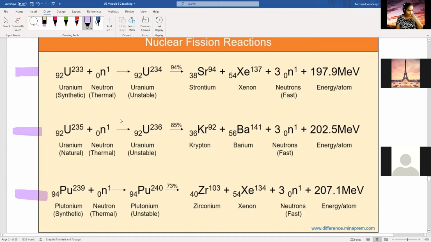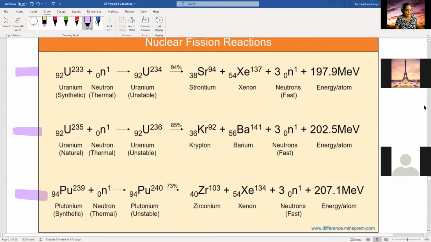So we have uranium-233. Now that's a synthetic uranium, one that they actually made by doing some sort of bombardment with neutrons and whatnot. Uranium-235 is what they take out of the earth. We have plutonium-239, which is a synthetic plutonium. How do we get synthetic? We bombard them with neutrons, or we create an isotope. If we can split an atom, we can create isotopes.